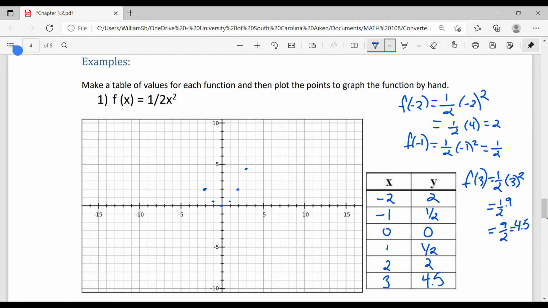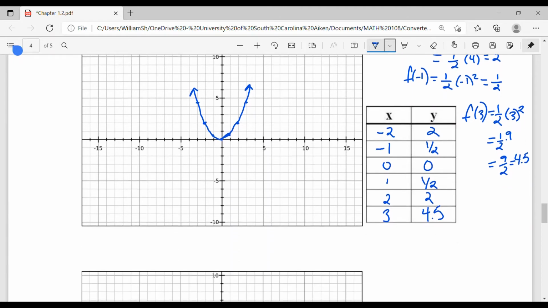This is going to mirror on the other side as well, -3 and 4 1/2 as well. So I get a parabola that basically looks something like this. And I've graphed it decently successfully by hand. Okay? That one's pretty easy, very similar to the first one we did.